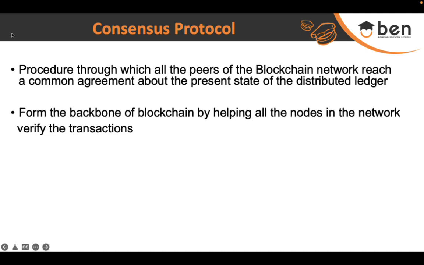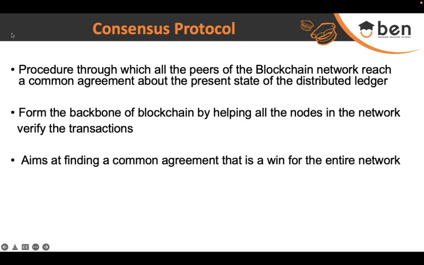This consensus protocol forms the backbone of blockchain by helping all the nodes in the network verify the transactions. It is not the case that we randomly select a miner to add the new block and the others just blindly say yes to it. All the transactions, all the blocks and all the work are completely validated and verified by the other nodes through this mechanism. That's why it forms the backbone of blockchain technology, and it aims at finding a common agreement that is a win for the entire network.